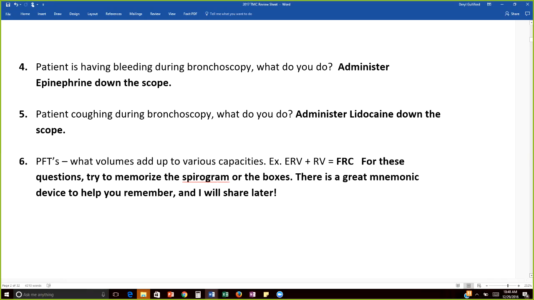With the pulmonary function testing, you definitely need to know the spirogram or the boxes, and I'm going to share that a little later and go over it in detail. But for example, the FRC, which is a very important measurement, is ERV plus RV. That's the expiratory reserve volume plus the residual volume equals the FRC, the functional residual capacity. And there's a great mnemonic device for this. I'll share it later.